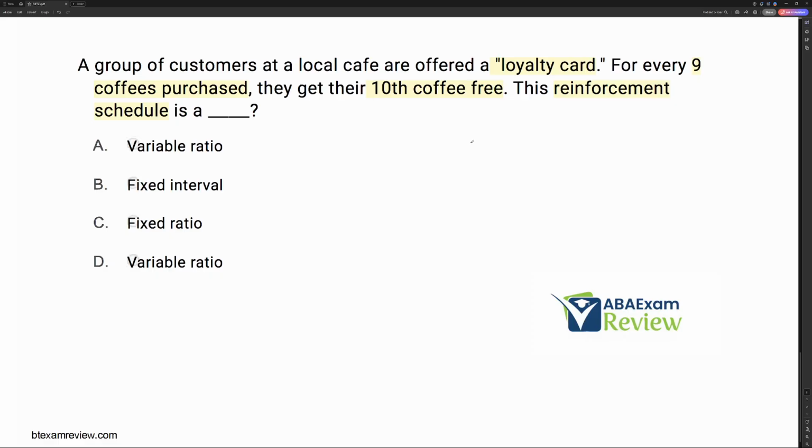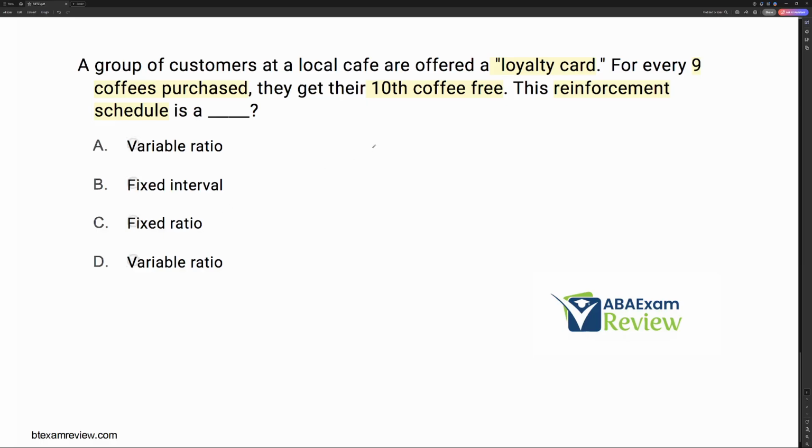Now, is this schedule based on how often somebody responds or does something, or is it based on time? Well, it's based on responses, right? No matter how long or short it takes, when 9 coffees are purchased, the 10th coffee is free. If they purchase all 9 coffees in the same day, it's the same thing as purchasing 9 coffees over 2 months. The time doesn't matter. It's the number of responses. So when they get 9 coffees, they're based on responses, which is a ratio schedule.